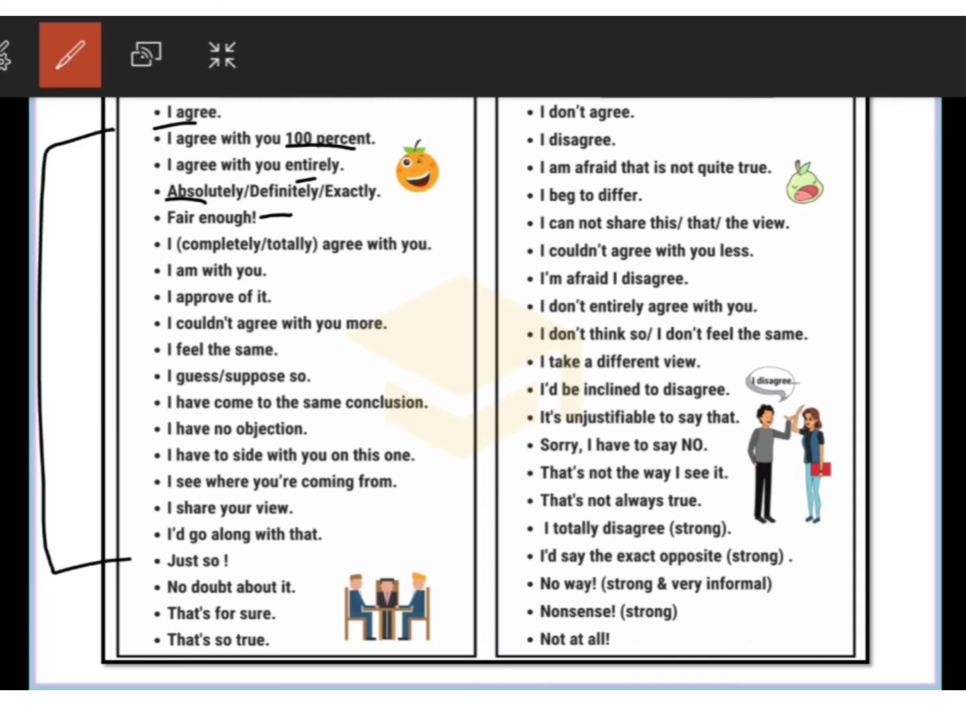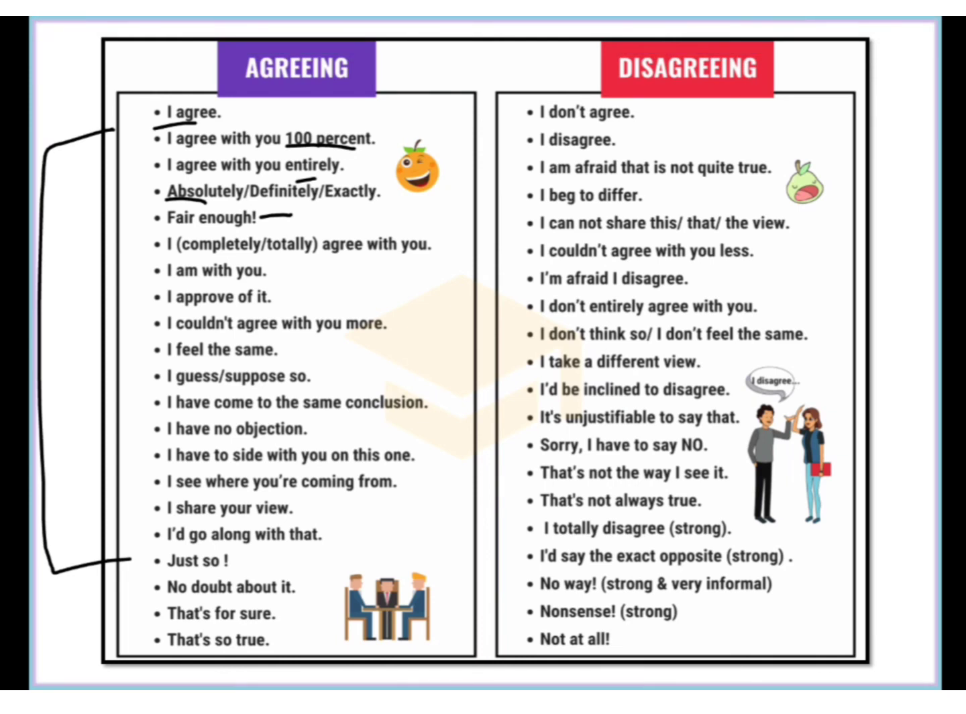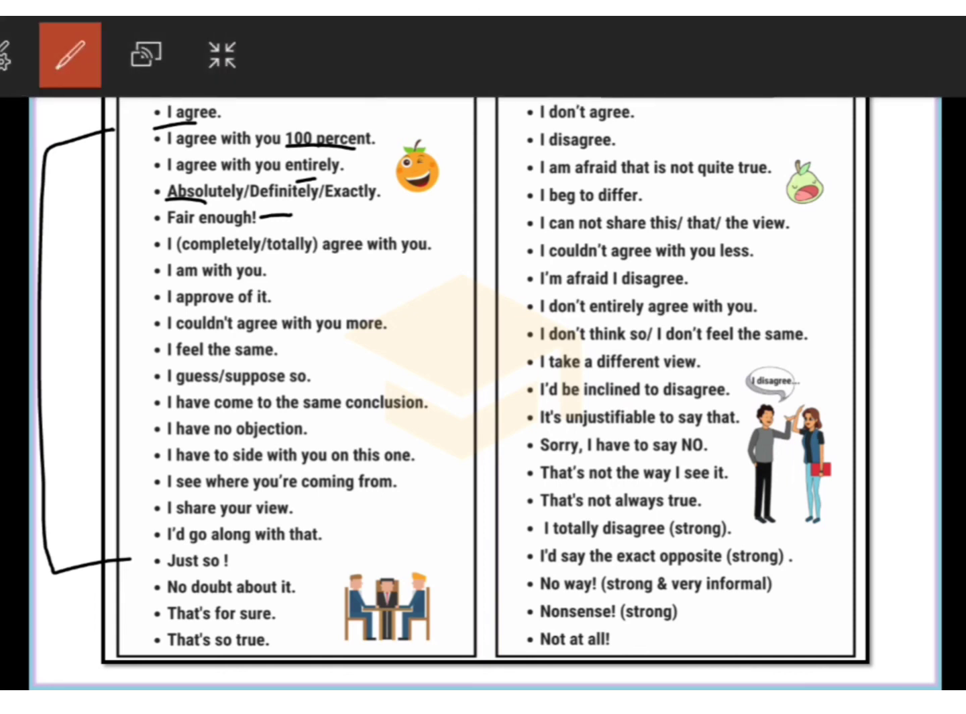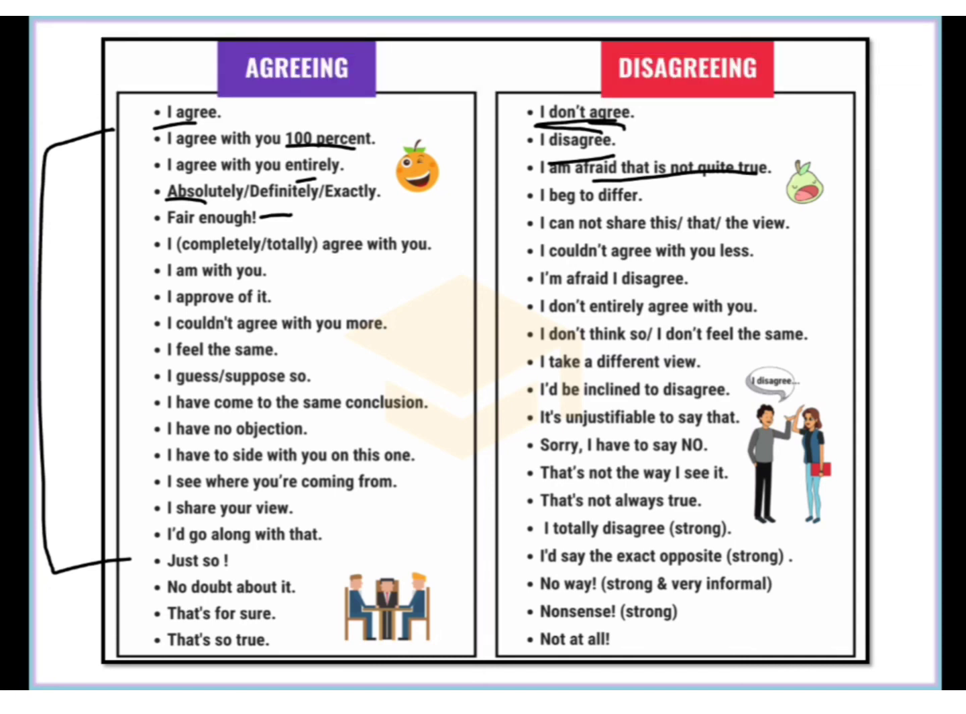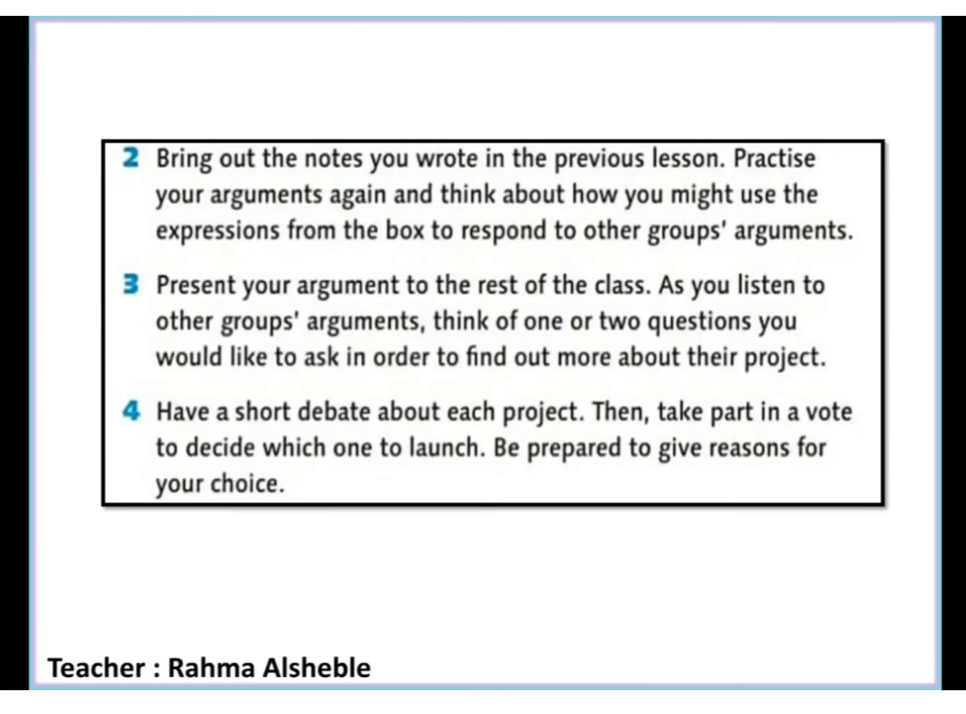Okay, and for disagreeing we have other expressions. I don't agree. I don't agree shows that we have a difference. I disagree. I'm afraid. This is not quite true. So I have another opinion. Okay, and here are the other expressions. You can read them.